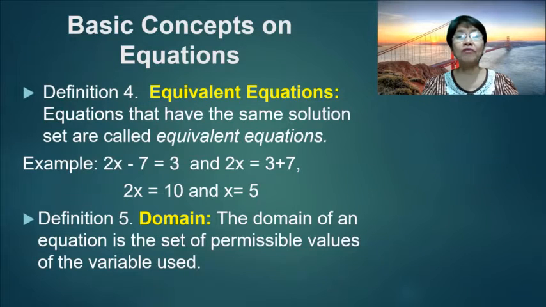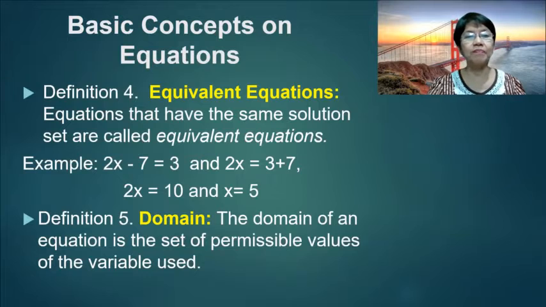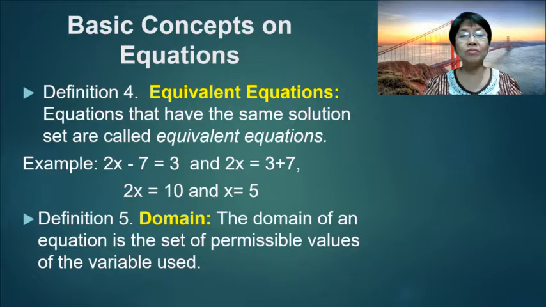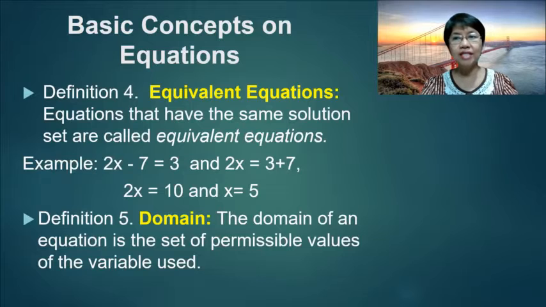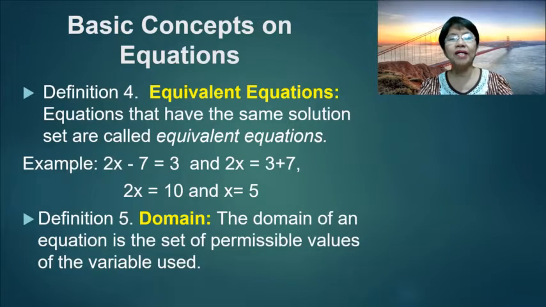Definition 4, equivalent equations. Equations that have the same solution set are called equivalent equations. Example, 2x minus 7 equals 3, and 2x is equal to 3 plus 7. Since the second equation is just a result of adding 7 to both sides of the first equation, they are equivalent equations. And then 2x is equal to 10, divide both sides by 2, x is equal to 5. These two are also equivalent equations.